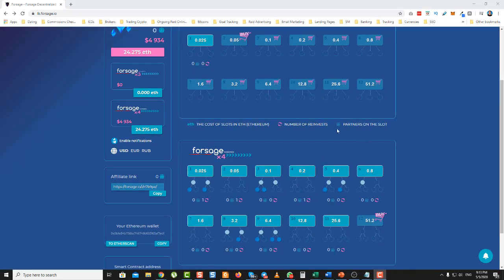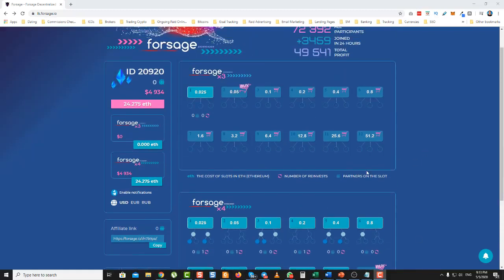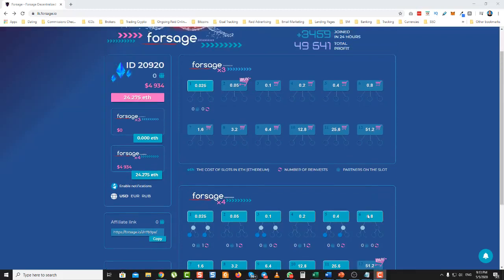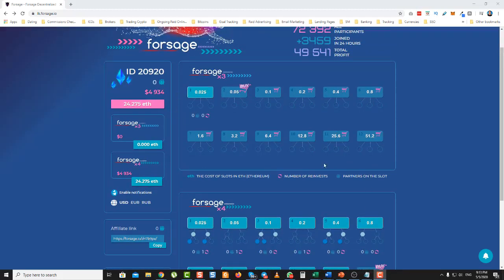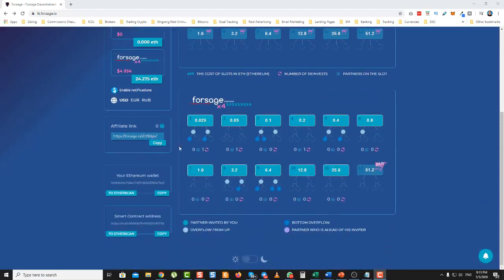It's really cool how the matrices work, and I want to explain to you because many people are asking me how the spillover works. Now, the spillover only happens on Forsage X4, not on Forsage X3. You will never see a spillover on Forsage X3. It's only on Forsage X4. Now, whenever you activate a slot, whether it's for the first time or when you reinvest, after you complete and cycled in the matrix and you open a new slot, it goes under someone else's matrix.